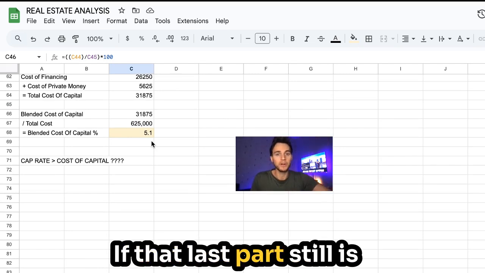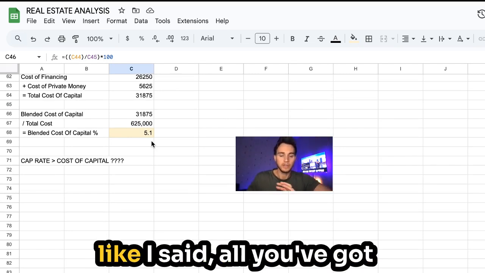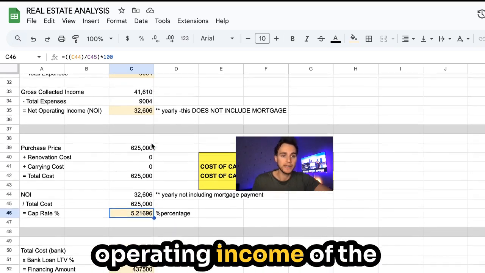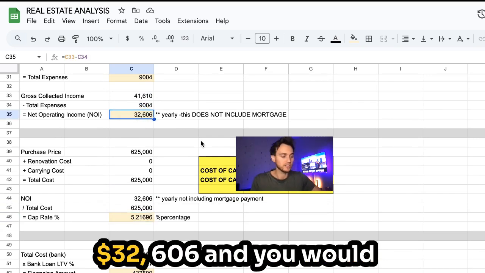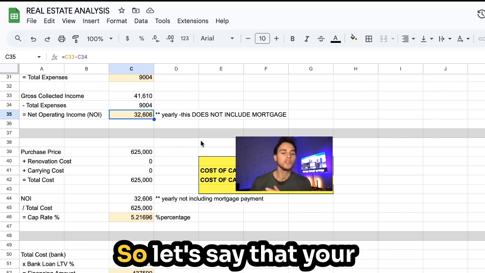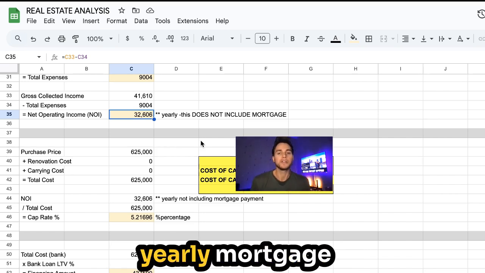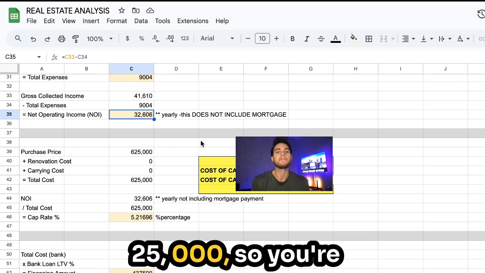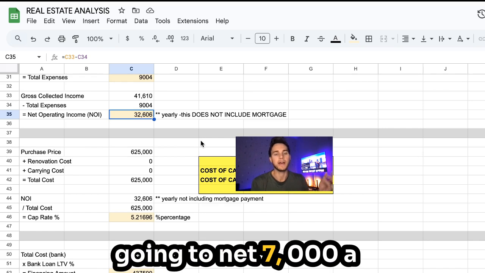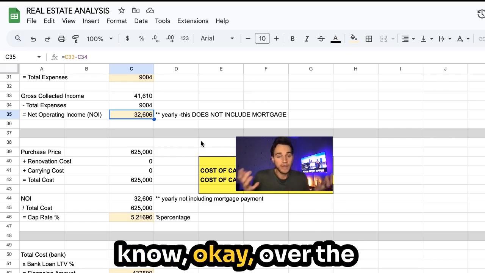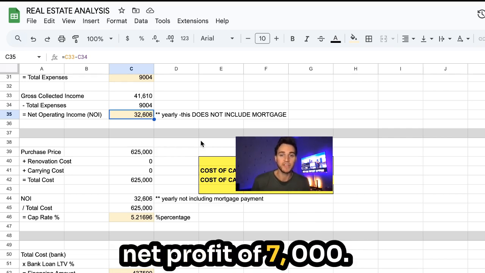If that last part still is really confusing to you, like I said, all you've got to do is go back to your net operating income of the $32,606, and you would subtract your yearly mortgage payments. So let's say that your yearly mortgage payments were, I don't know, let's just say $25,000, so you're going to net $7,000 a year. All right, $7,000. Then you would know, okay, over the course of the year, I'm going to make a net profit of $7,000.